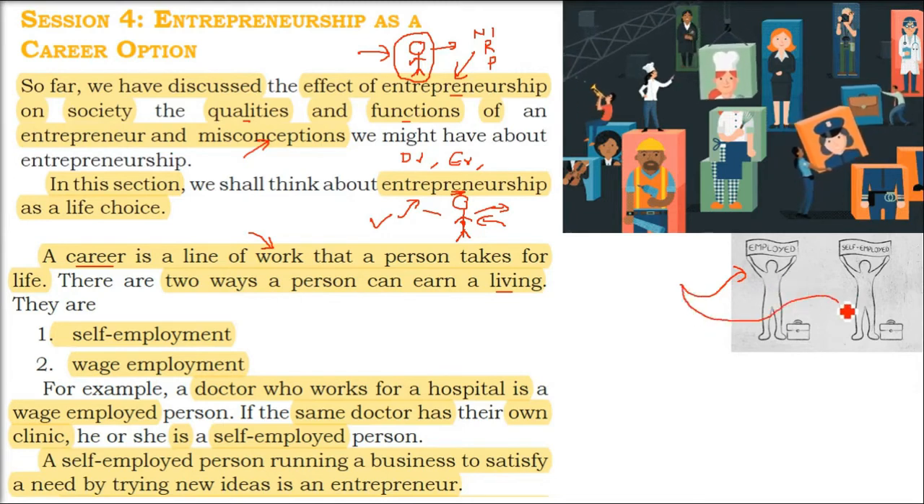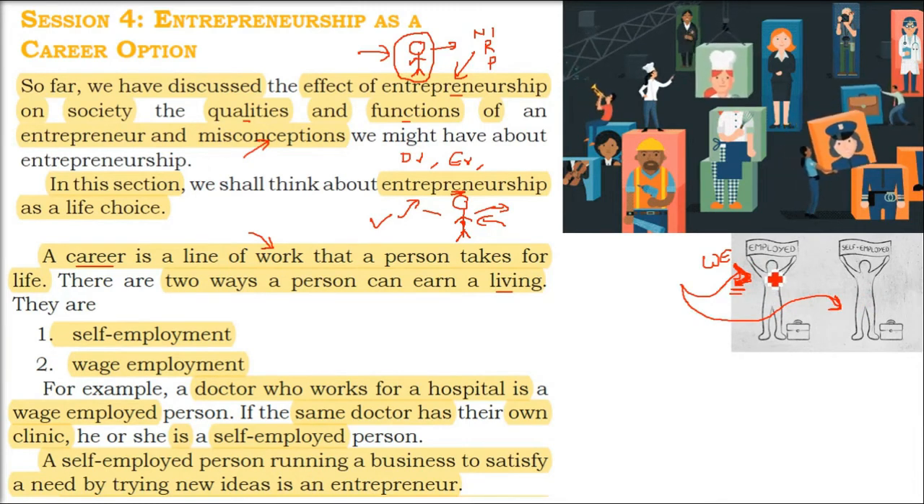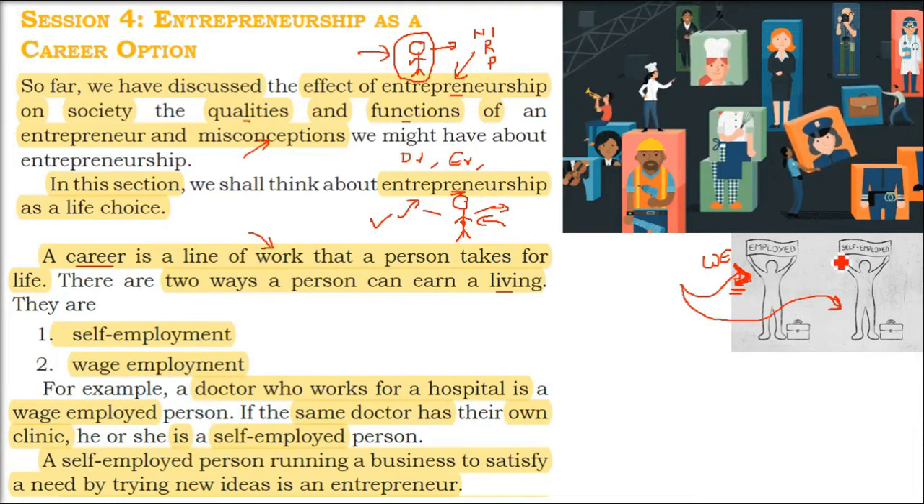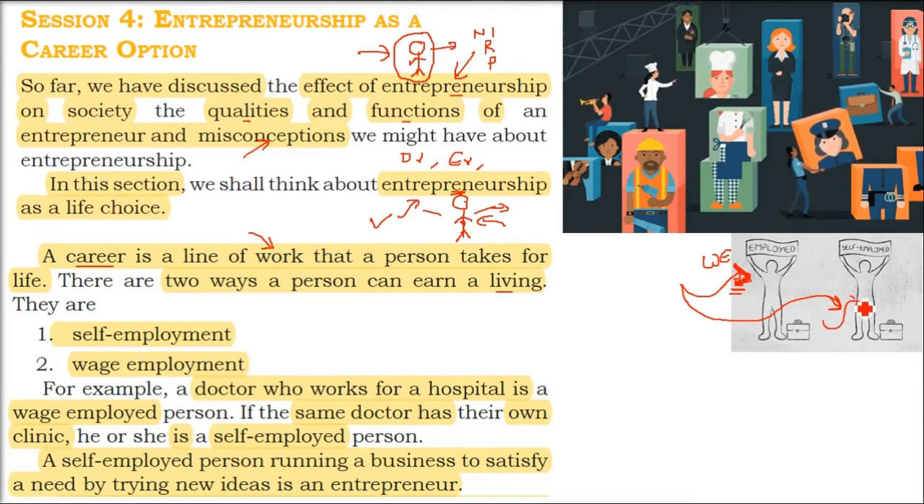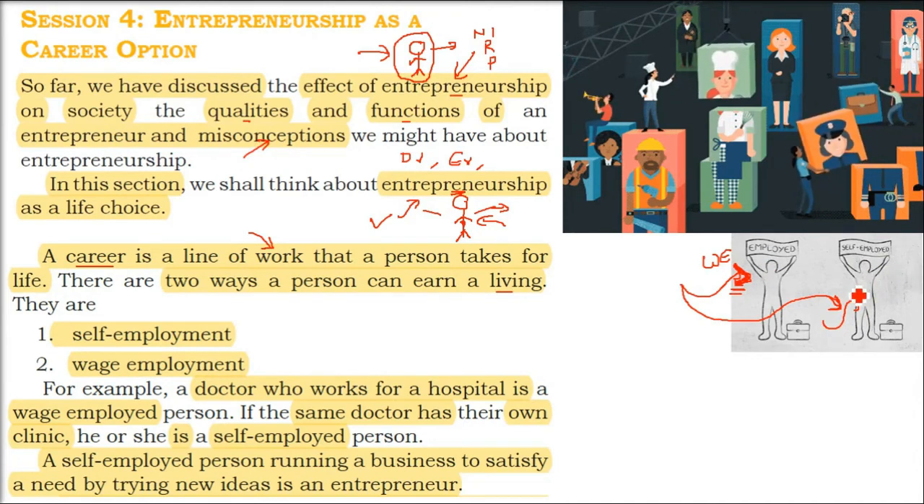Wage employment or salary employment is that you work for some company, you are employed somewhere, you have a boss, you are being paid, and you get a monthly salary or a weekly salary. So this is the difference between self-employment and wage employment. These are broadly two ways of how people get the money to live.